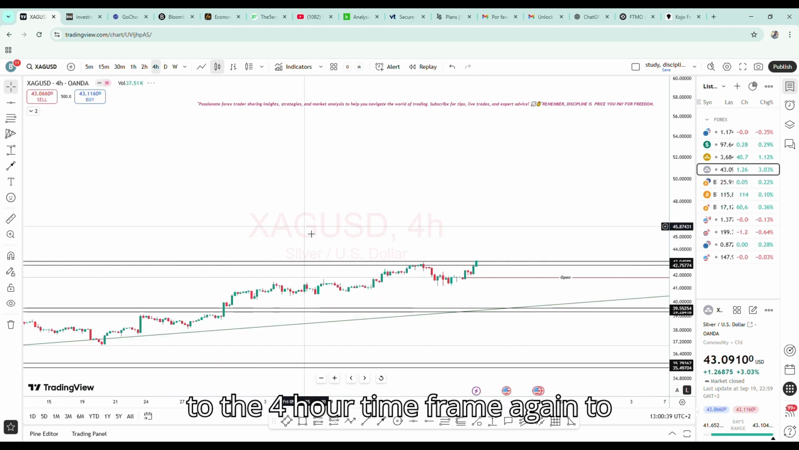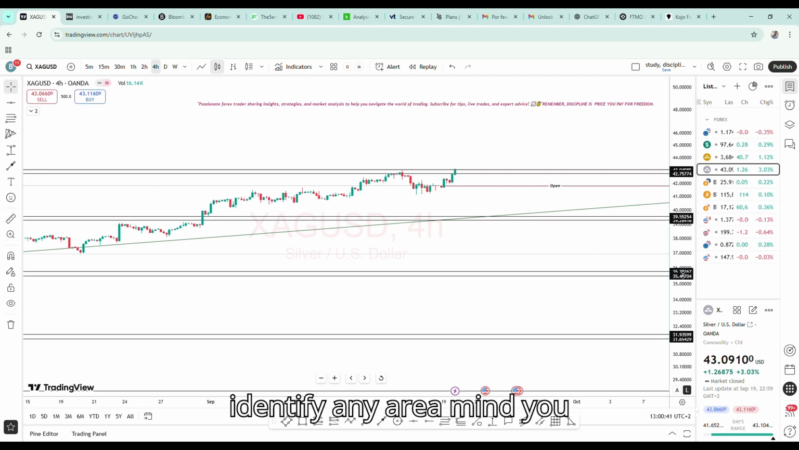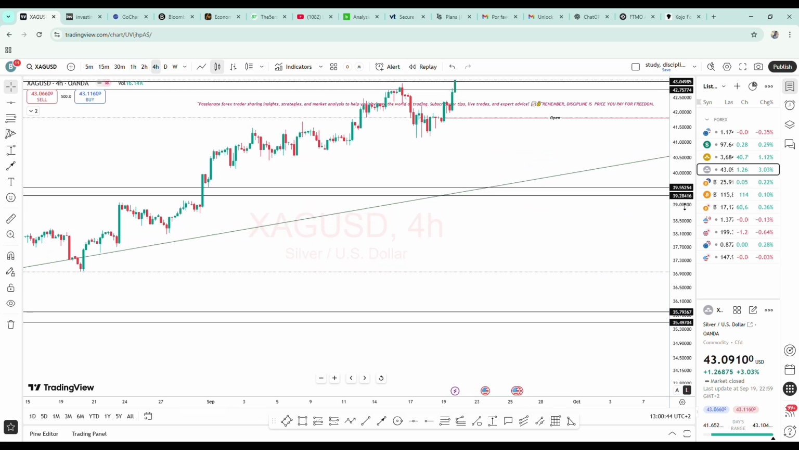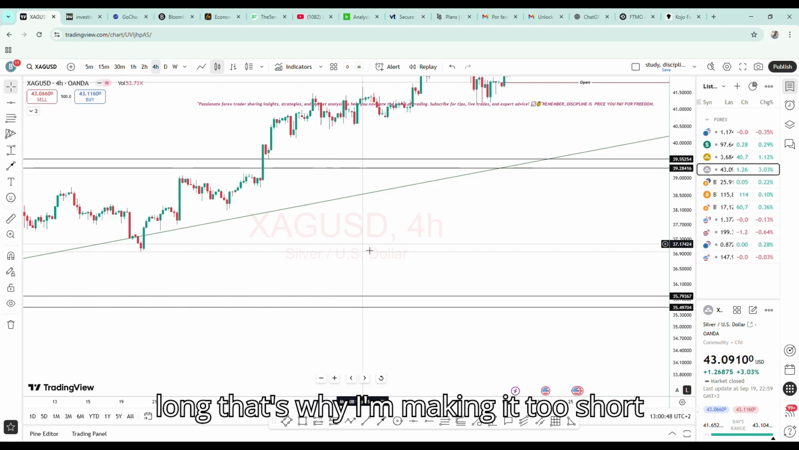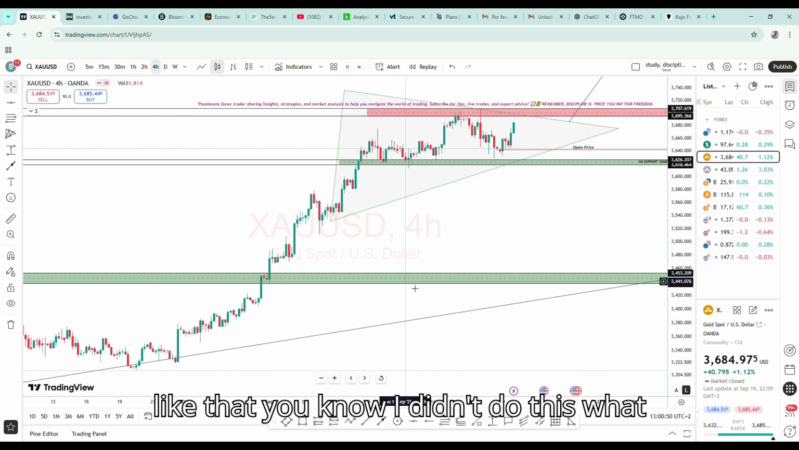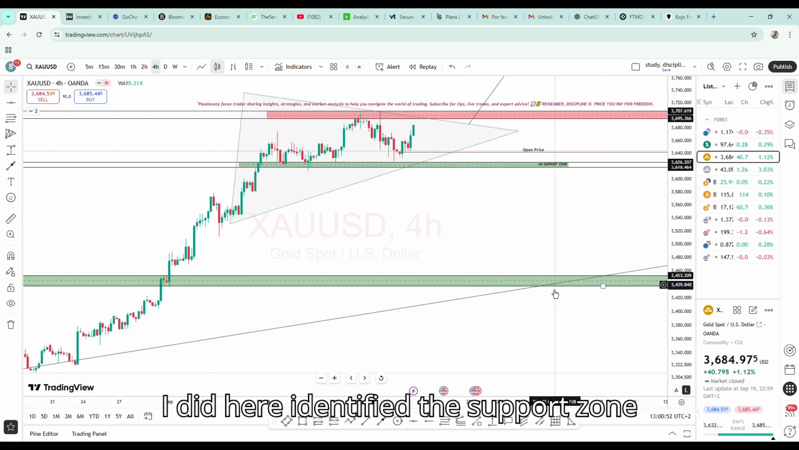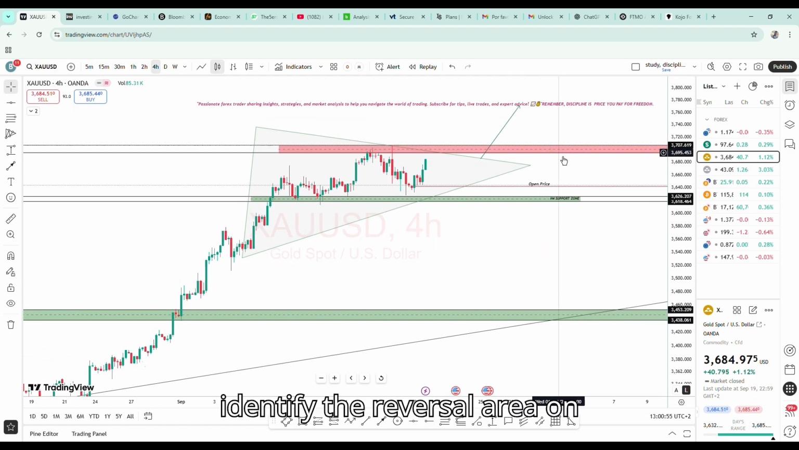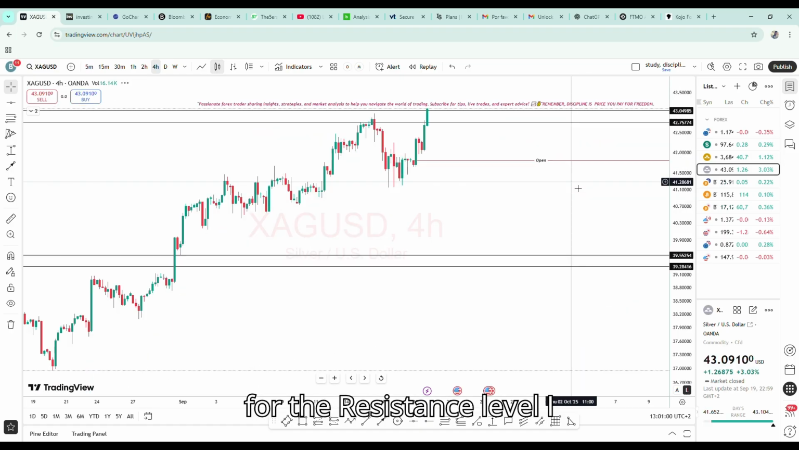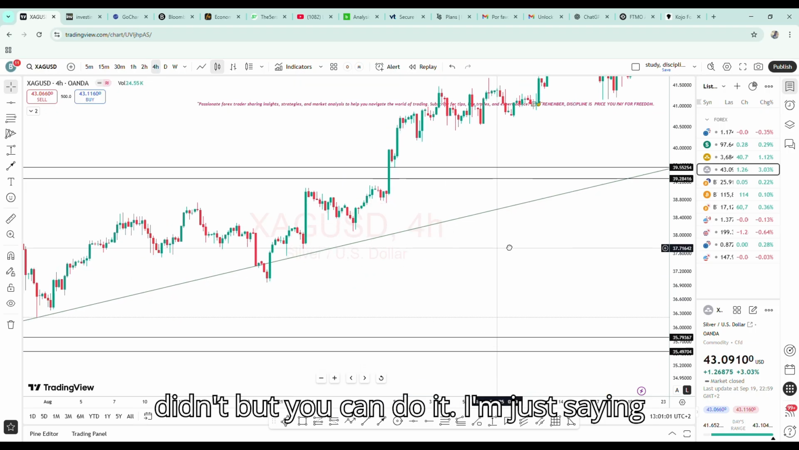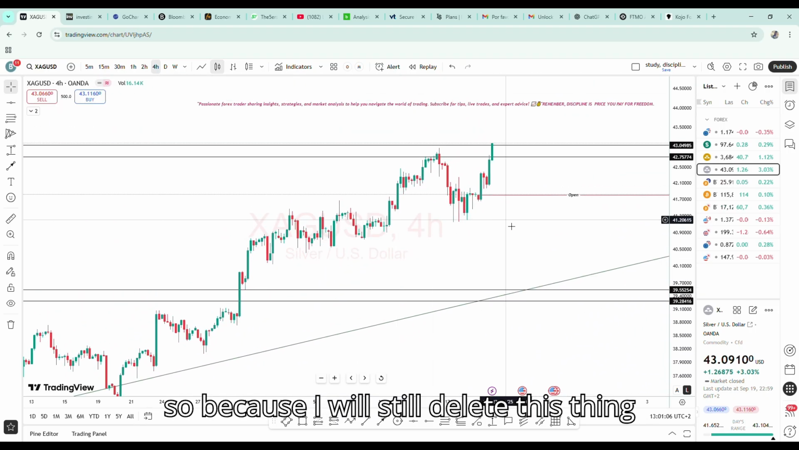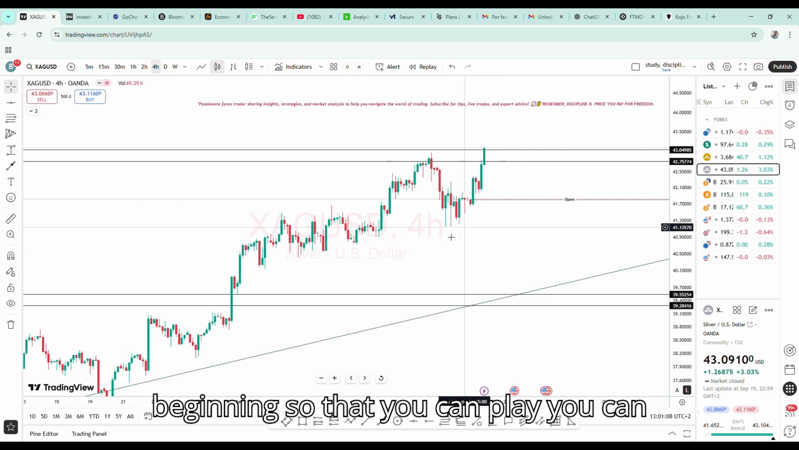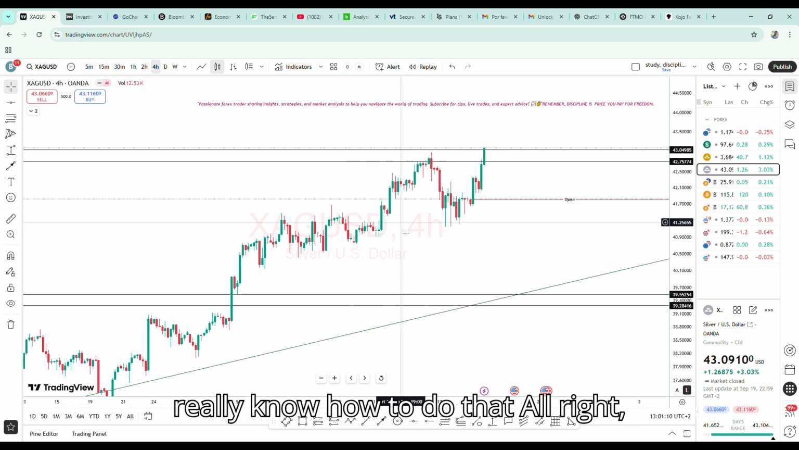Then go to the 4-hour time frame again to identify any area. Mind you, I don't want to make this video long, that's why I'm making it so short like that. I didn't do this: identify the support zone, identify the reversal area for the resistance level. I didn't, but you can do it. I'm just saying it. I will still delete this thing, I just gave you an example from the beginning so that you can really know how to do that.